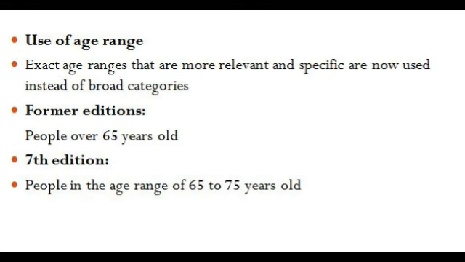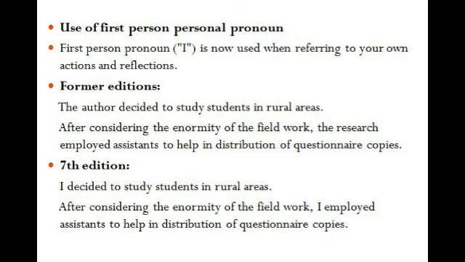Use of first person personal pronoun. Very interesting. This is a major change. The APA 7th edition recommends using the first person pronoun "I" when referring to your own actions or reflections. The primary reason for this is that writing in the third person can create ambiguity in your writing.